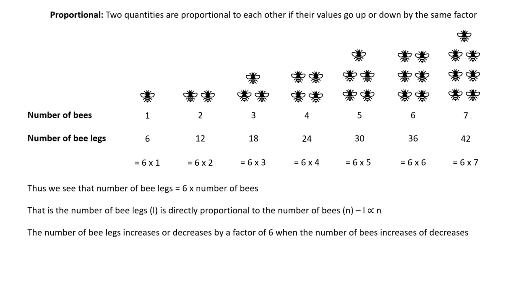So how do we write it? This L is proportional to N becomes L is equal to K into N. So K is the factor, or a constant as it's called, and in this particular case, K is equal to 6. So L is directly proportional to N becomes L is equal to K into N.